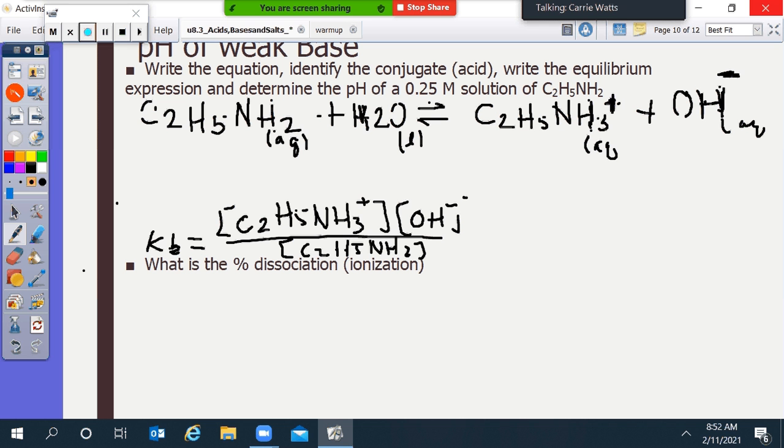Now I did look this up from the table, and my Kb is 5.6 times 10 to the negative fourth. So I looked it up on the table. This is the Kb of this, from the table.